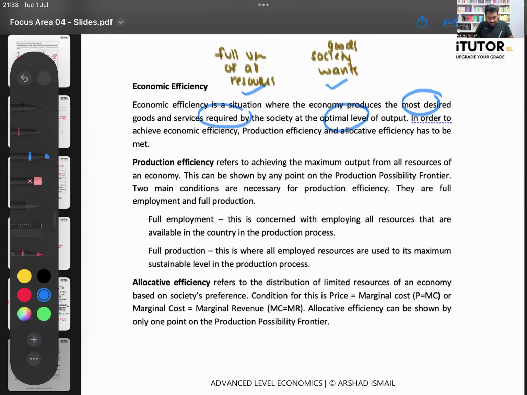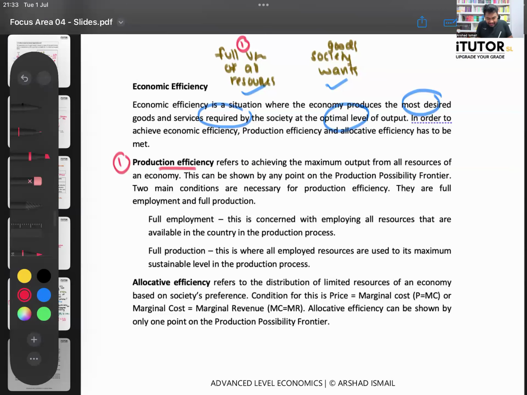Now, in order to achieve this economic efficiency, you have to meet two conditions. The first condition is productive efficiency. With the definition itself, you can get it. I told you economic efficiency is about, one, using all your resources fully. I'll come to the PPC, give me a second. So that is what productive efficiency means.